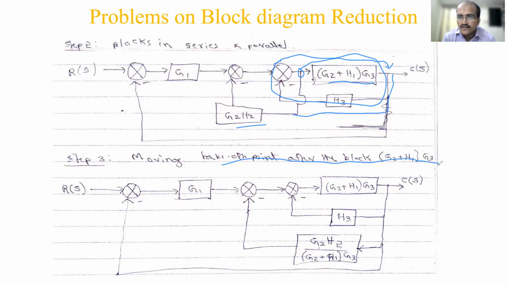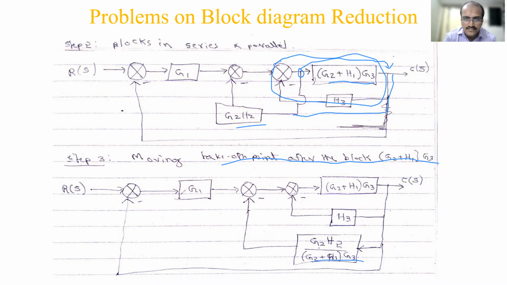In the previous case, we took the takeoff point ahead of the block. So the same transfer function, whatever is there, we have multiplied to the feedback path. Now, since we are moving the takeoff point after a block, we need to take the reciprocal of this. That's why you have here G2 plus H1 G3 in the reciprocal along with this G2 H2.